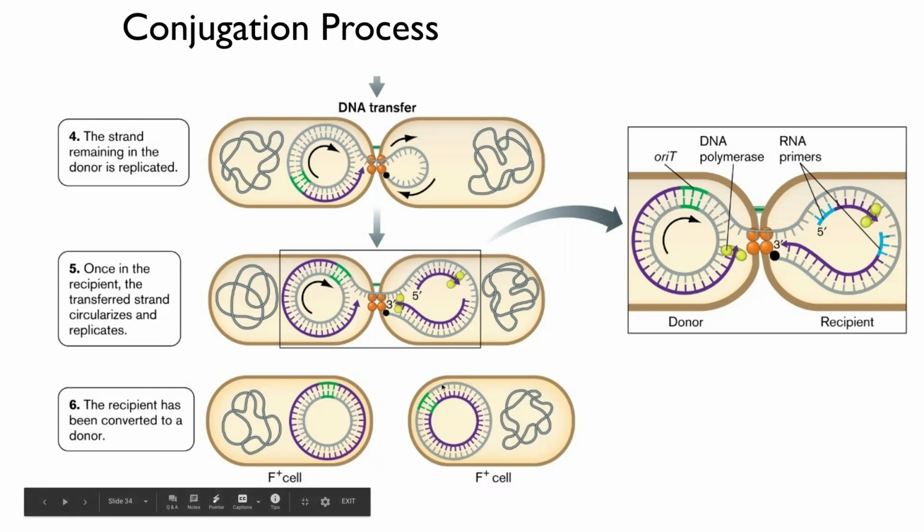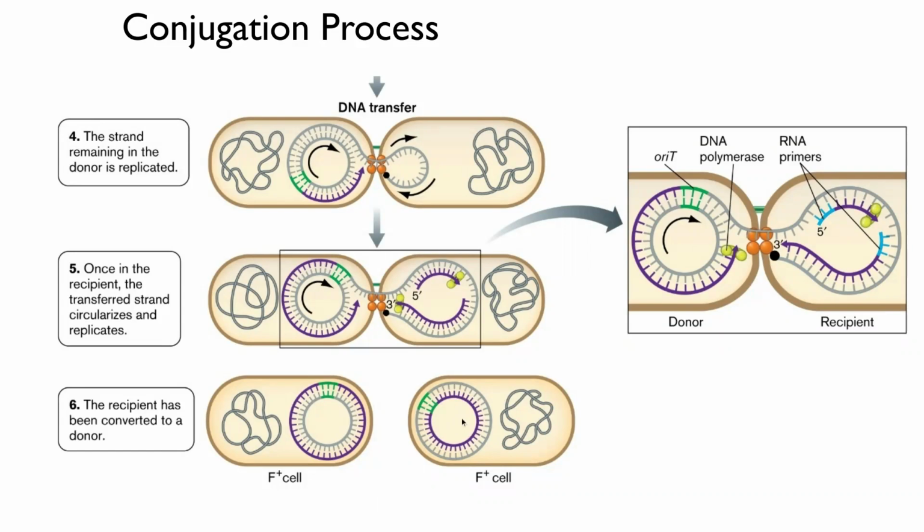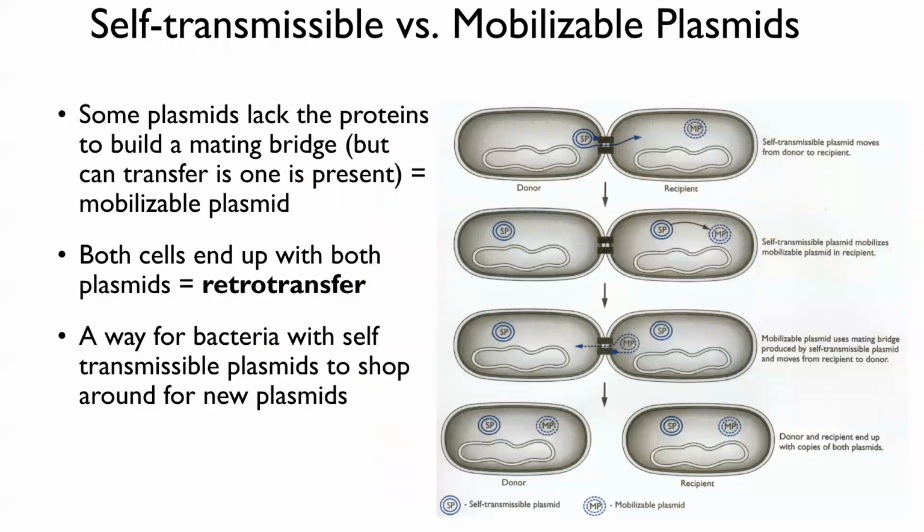And remember, now that it has a copy of the plasmid, it is now competent and it can actually perform conjugation with another bacteria. Now, just as a reminder, all plasmids are self-replicating, and most of them contain the genes needed to perform conjugation. Now, some plasmids do lack the proteins to build that mating bridge, but they can transfer if one is present, and this is what we call the mobilizable plasmid.